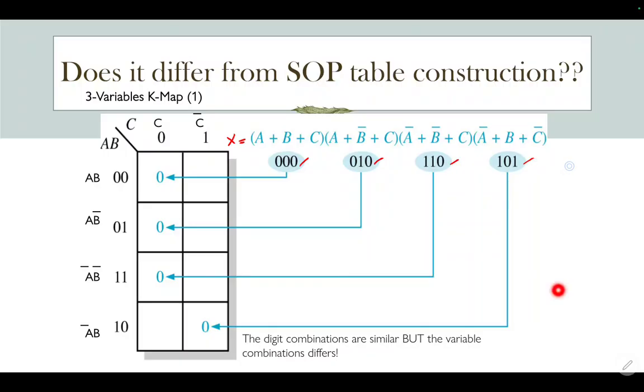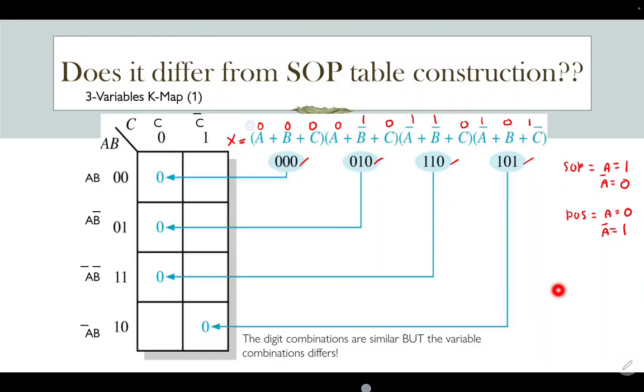For SOP, you read A equals to 1, A bar equals to 0. For POS, A equals to 0, A bar equals to 1. So that's why here you read 0, 0, 0; 0, 1, 0; 1, 1, 0; 1, 0, 1.